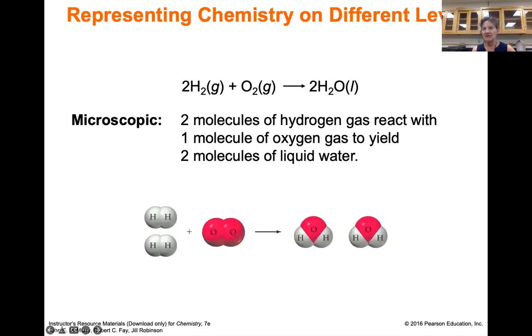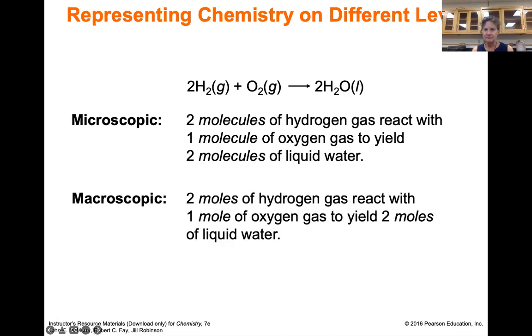So if we want to represent a chemical reaction, we can think about it on different levels. So this particular equation says that two molecules of hydrogen gas react with one molecule of oxygen gas, and from that you can make two molecules of liquid water. So that's on the microscopic level. So it's really telling you the number of individual molecules that have to react with each other to make another quantity of product.